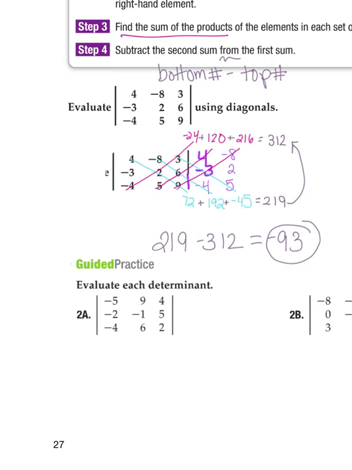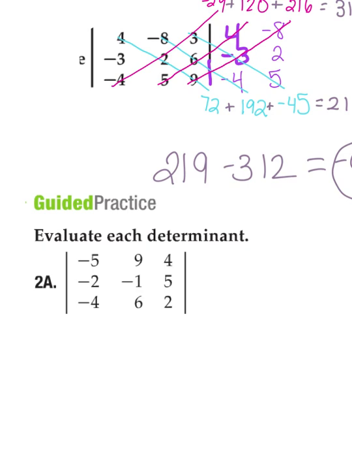All right, so for the first step, I'm just going to rewrite my first two columns. So -5, -2, -4, 9, -1, 6. Then I'm going to multiply diagonally, starting with the top left corner, working my way down, making sure I'm connecting 3 numbers each time. So multiplying those, -5 times -1 times 2 is 10. 9 times 5 times -4 is -180. And then 4 times -2 times 6 is -48.